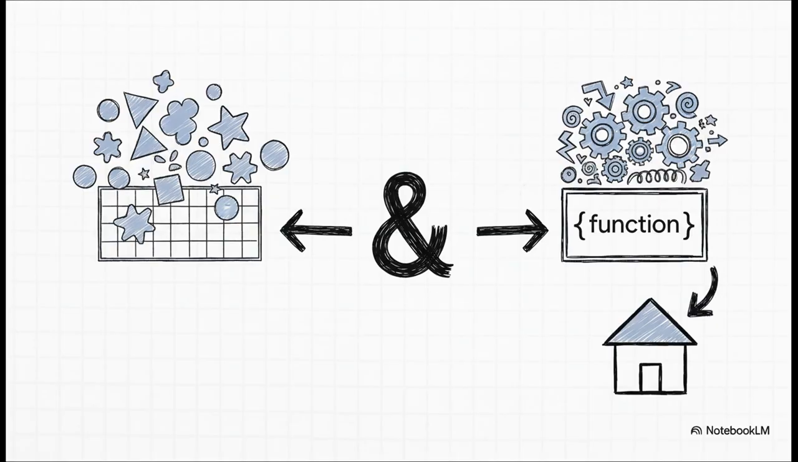So let's wrap this all up. If there's one thing you take away today, it's this. Arrays organize your stuff, and functions organize your actions. You use arrays to manage big collections of similar data. You use functions to package up blocks of code you need to use over and over. And learning how to use them together, that is the real key to writing clean, efficient, and truly powerful programs.